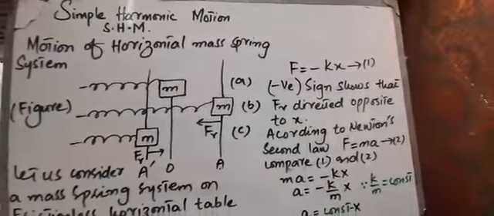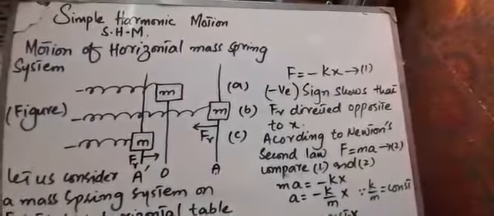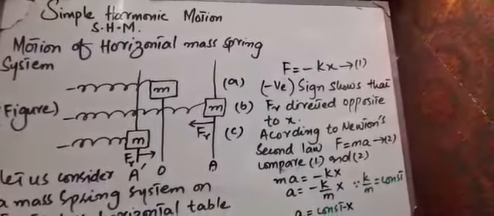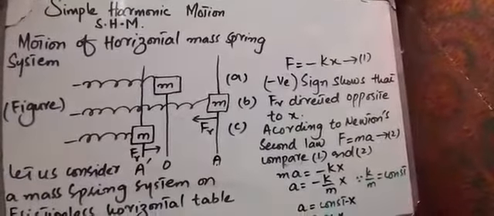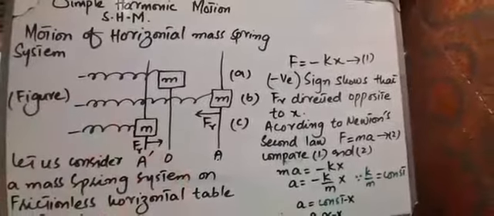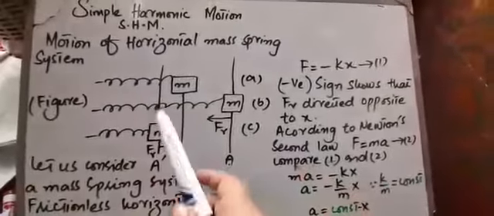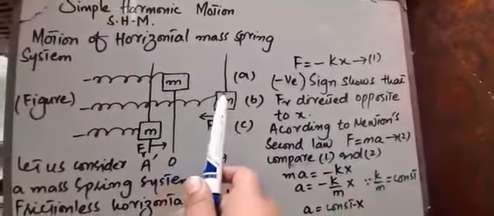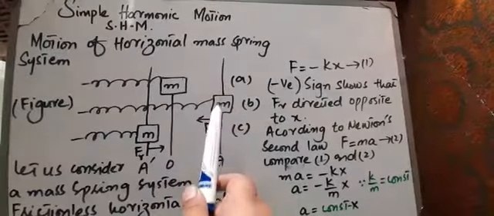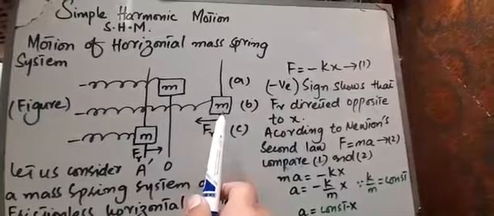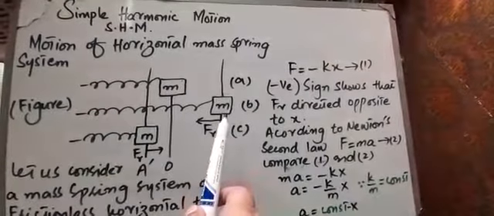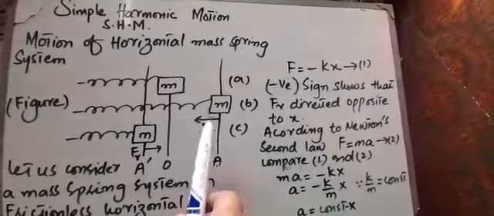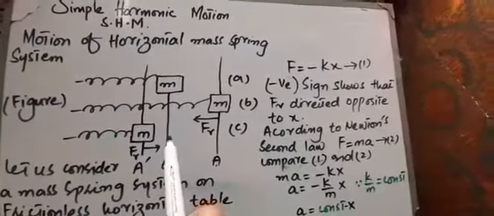Students, as I have told you, the simple harmonic motion and the relationship of motion of a horizontal mass spring system. So in the figure, you can see clearly that there is a mass M attached with a spring, a horizontal mass spring. We will extend this mass horizontally from its mean position to the extreme position. After that, coming from the extreme position, the mass, with the help of its restoring force, will come towards its mean position.